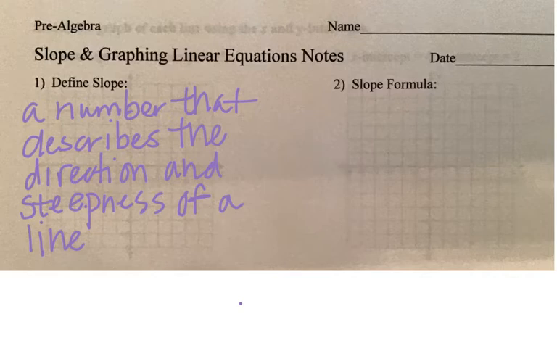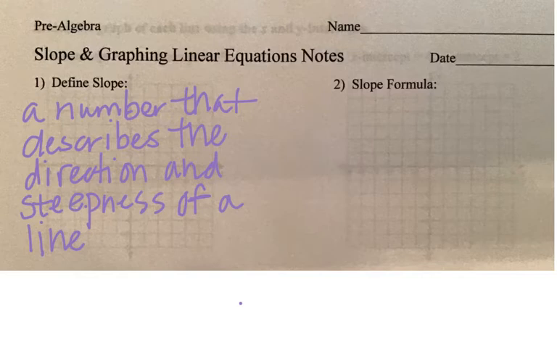My iPad's being interesting right now. Okay, so a number that describes the direction and steepness of a line. So we are going to have a line and we are going to be given 2 points on that line. And using those 2 points, we are going to be able to find the slope.